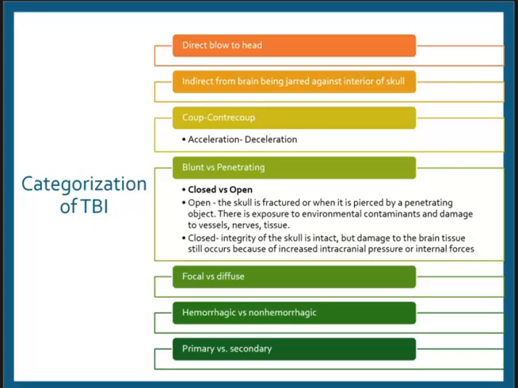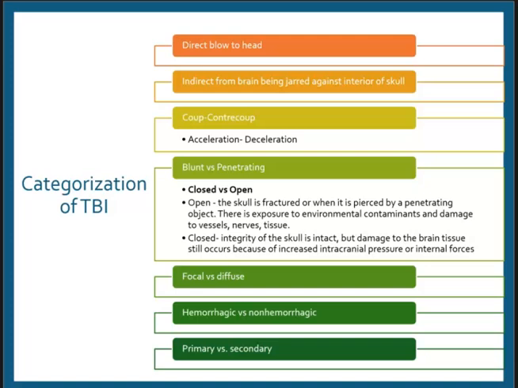So categorizing your TBIs: direct blow to the head, indirect from the brain being jarred against the anterior side of the skull, your coup contrecoup, or your acceleration-deceleration, your blunt force trauma versus your penetrating trauma. Is it open or closed? Do they have a gunshot wound to their head?